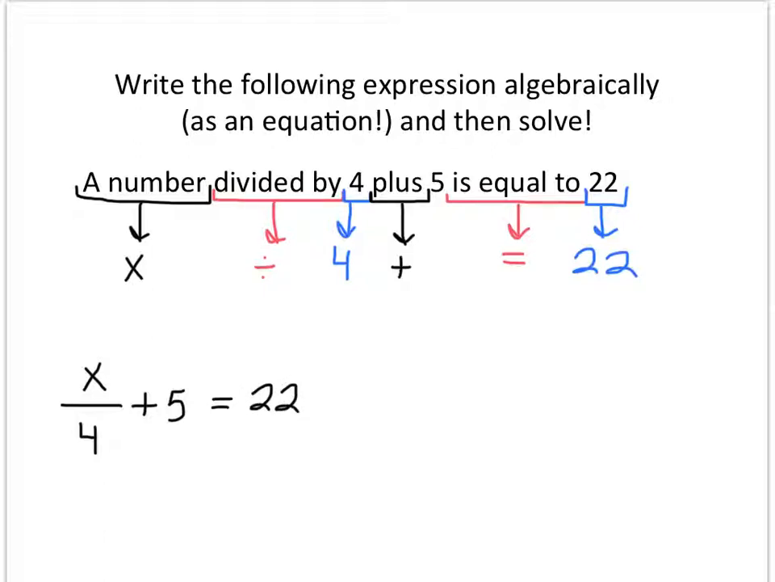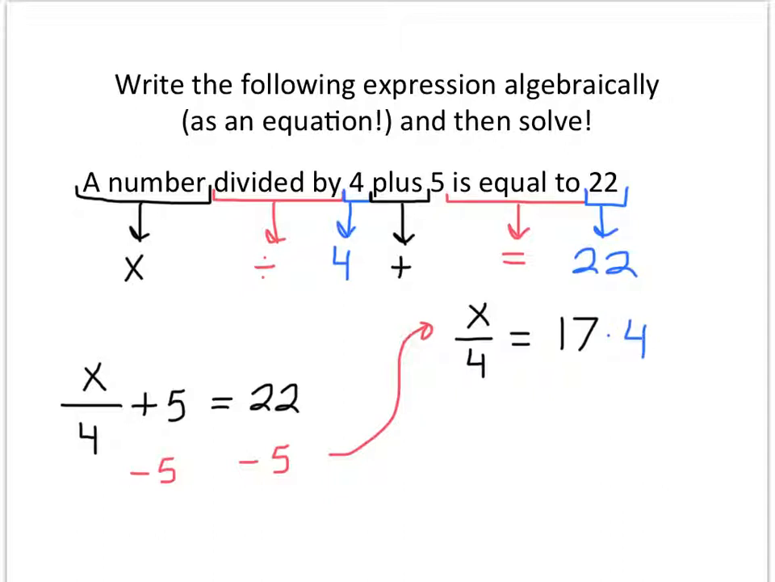Okay. So again, to solve, I have 2 operations. I have division by 4, addition by 5. I need to deal with the addition first. So I'm going to subtract 5 from both sides. And this is going to give me x over 4. The 5 and the negative 5 add to 0, so I'm just left with 22 minus 5, or in other words, 17. And now I just have to do the inverse of division, so I can multiply both sides by 4.